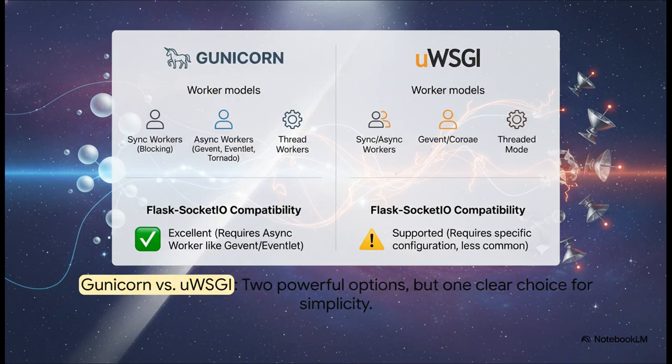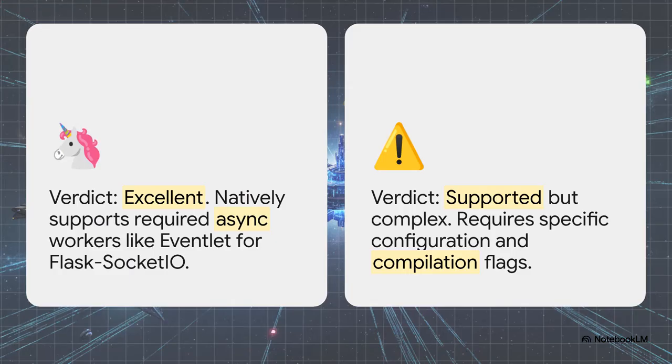In the Python world, you've really got 2 main contenders for this job: Gunicorn and uWSGI. Both of them are seriously powerful, no doubt about it. But when it comes to WebSockets, especially with Flask-SocketIO, one of them is just a much, much simpler and more reliable choice. So here's the bottom line. Just use Gunicorn.